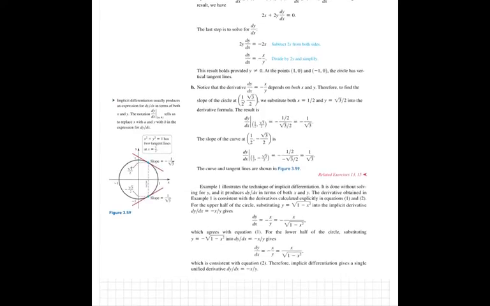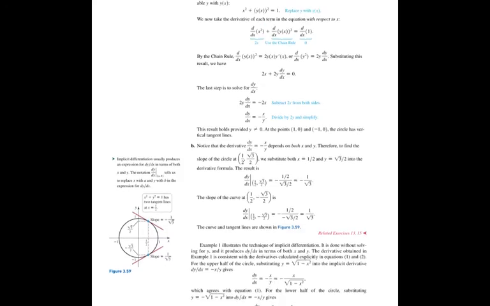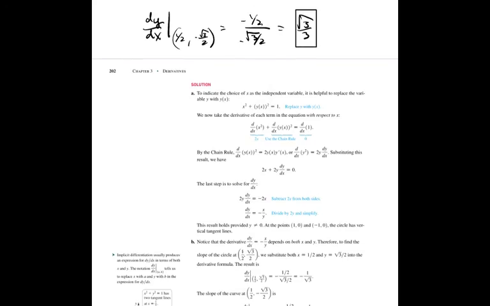Let's go like this. Let's see. So example 1 illustrates the technique of implicit differentiation. It is done without solving for y, and it produces dy by dx. Let's see how they do it. So I just want to take a look at the way the text does it, right?